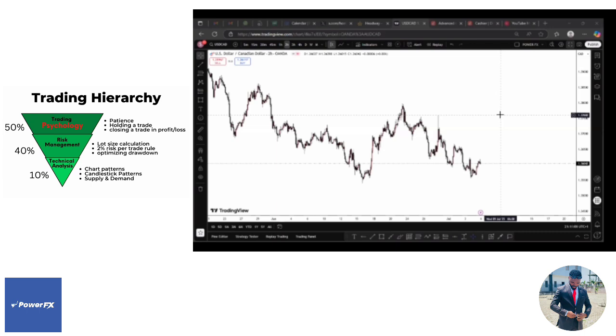So don't get the raw ideology wrong. Don't get the whole thing mixed up. Smart money concept is not basically a strategy. It's rather, let me say, confluence, more confluence.